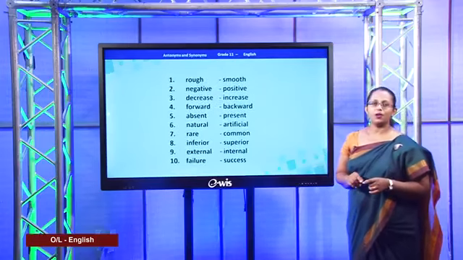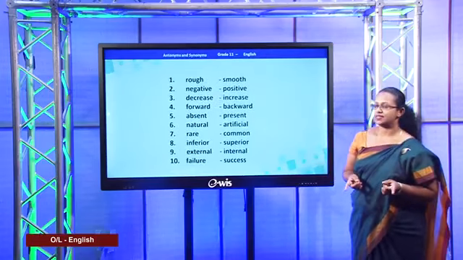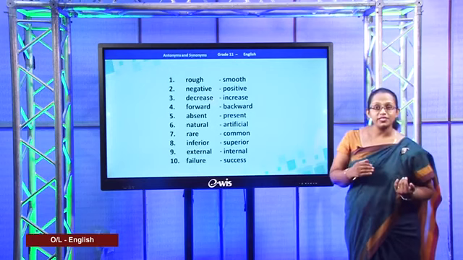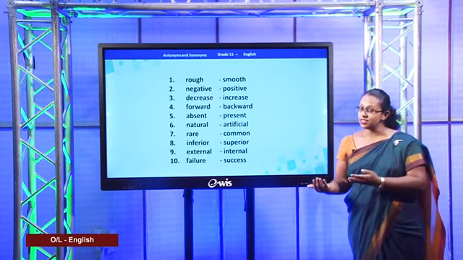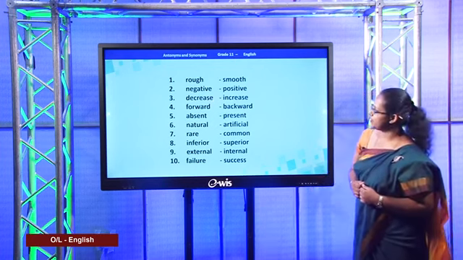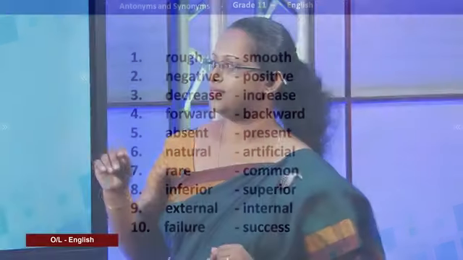Okay, children, hope you have completed the work. Let's see the answers. We have found a word rough. What is the opposite of rough? It is smooth. Okay, another word negative. Opposite is positive. Do you know the meaning of negative? We should not have negative ideas. We should have positive ideas. Positive thinking should be there. That's it. Then the third one, decrease, increase. The opposite of decrease is increase. Decrease means going down. Increase is going up.